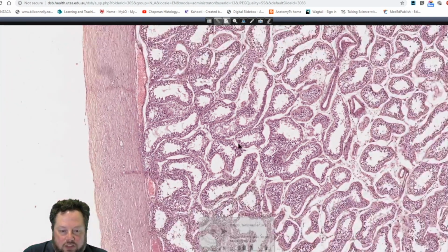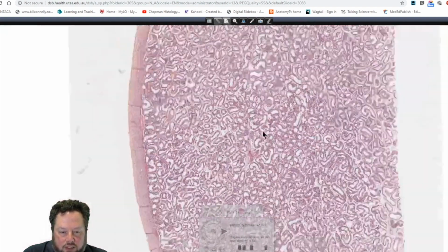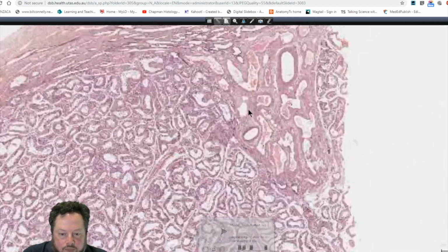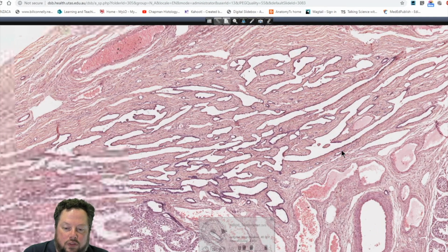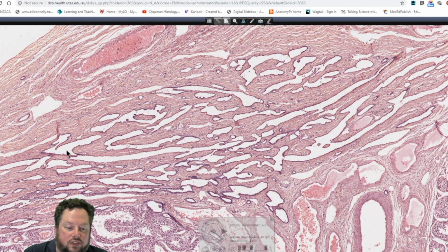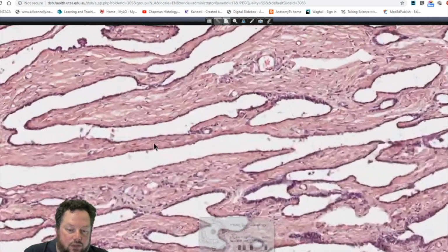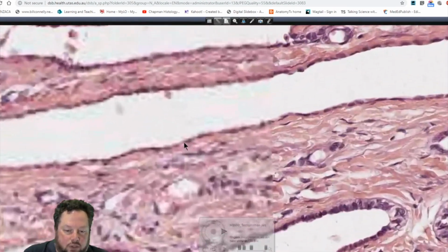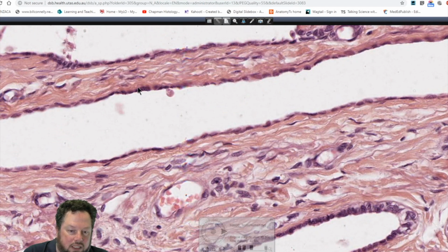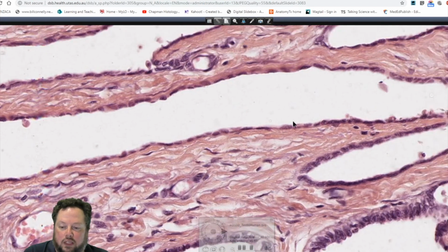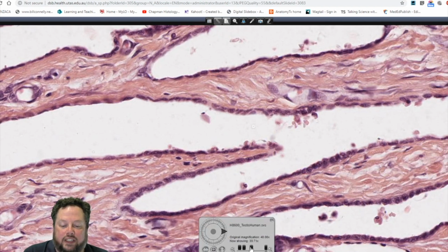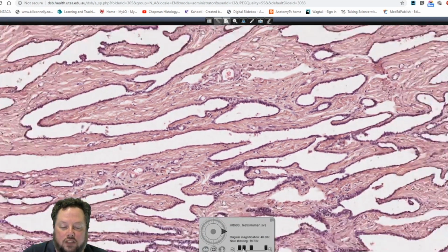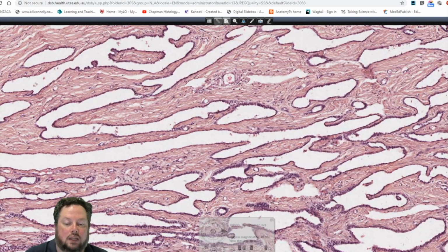So I think we might just skip this slide. I don't think there's anything else of particular interest. I think over here we've got a little bit of the Rete testis. Some of this will be part of the mediastinum of the testis over here. If we zoom in, we can have a look at the epithelium here. You can see it's lined by an epithelium. It's not just simply tears in this section. So this is part of the Rete testis, which is the junction between the seminiferous tubules and the efferent ductules.